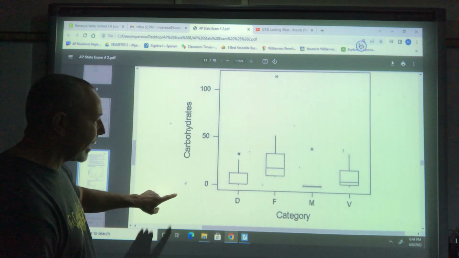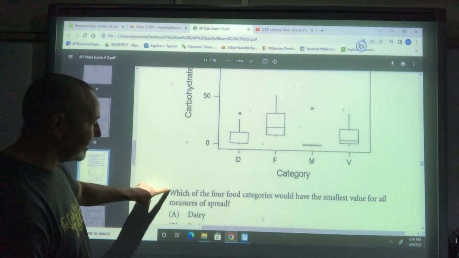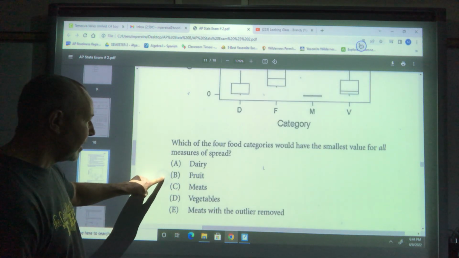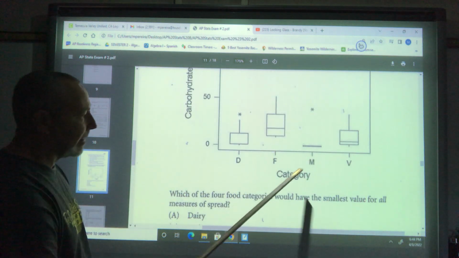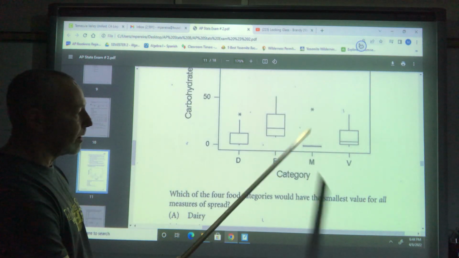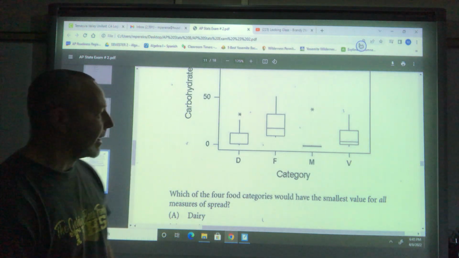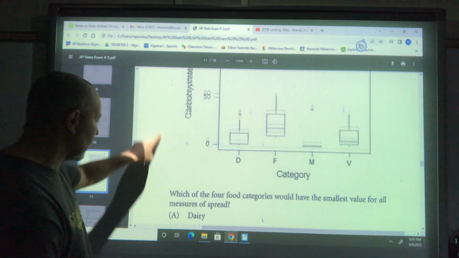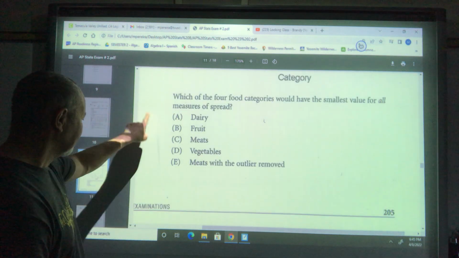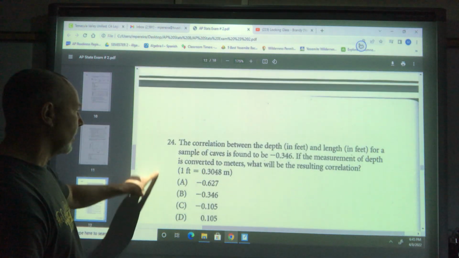Okay, all right, when I go to my answers, it's kind of a mix there, but if you go check it out, it says meat with the outlier removed. If you take away that outlier, it has a tiny range and almost no IQR. Yeah, all measures of spread are tiny on that one. So the correct answer there is E. All right, 24.